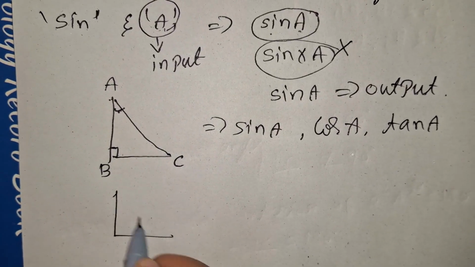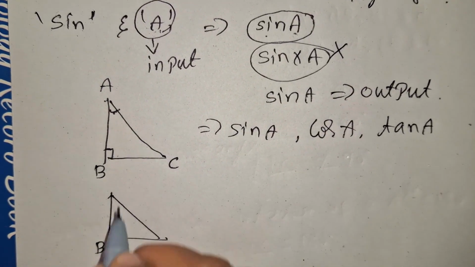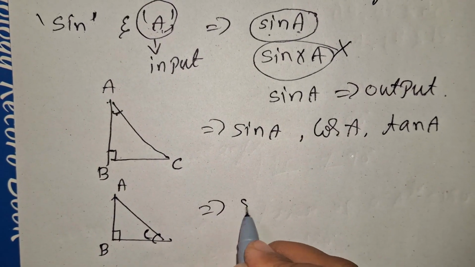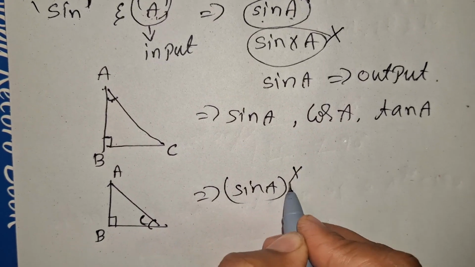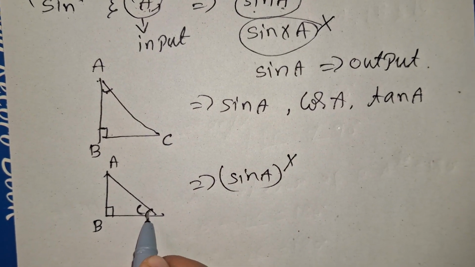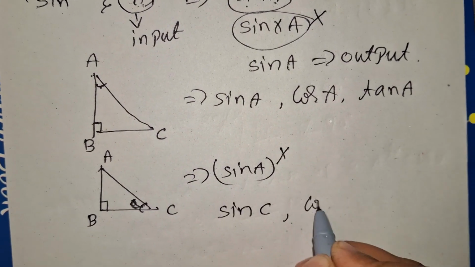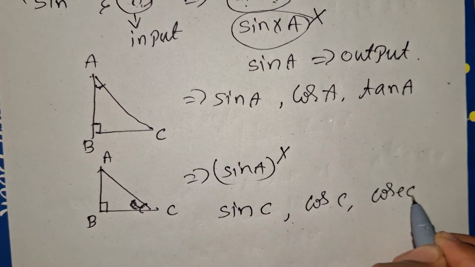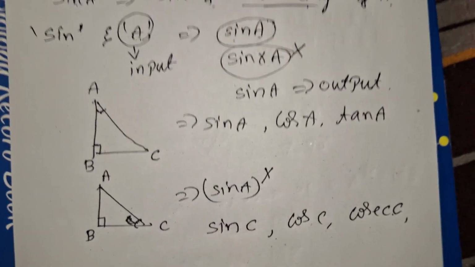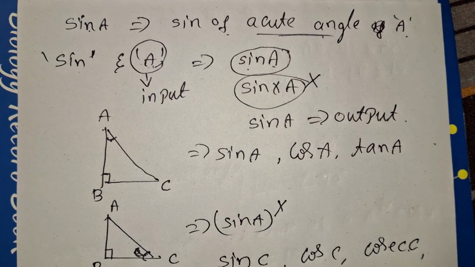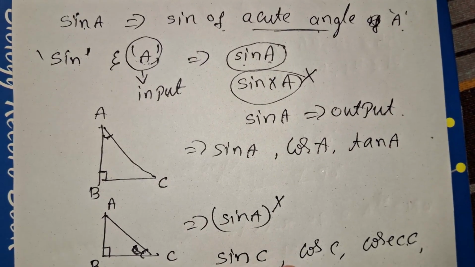Suppose we consider a right angle triangle, same, B is the right angle and the acute angle is C. Then do you write sin A? No, this is the wrong method. So which one is the acute angle? This one is the angle. So sin C, cos C, cosecant C, tan C, cot C. These are the 6 ratio functions.